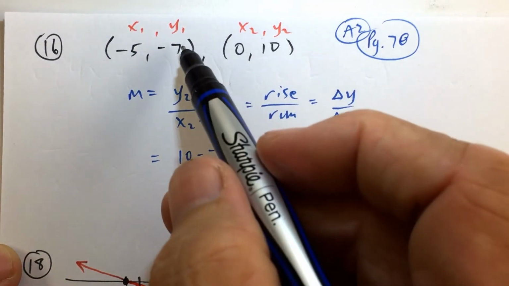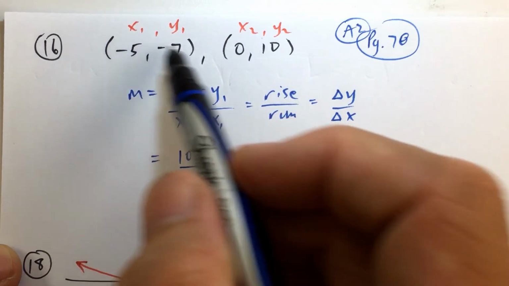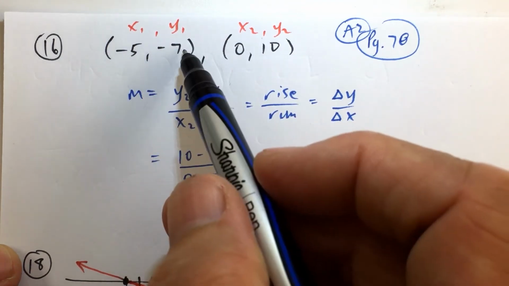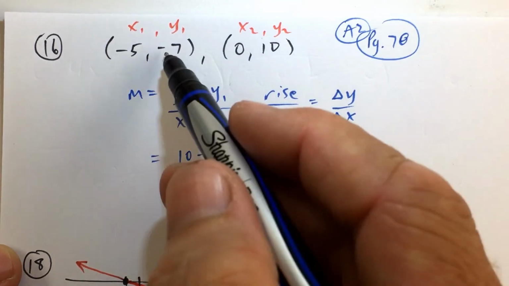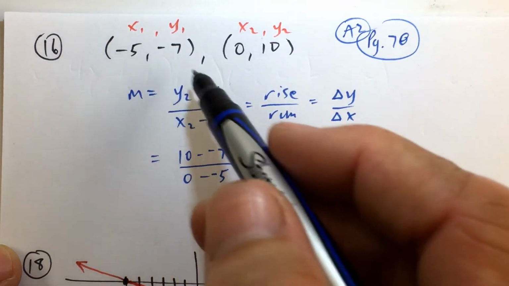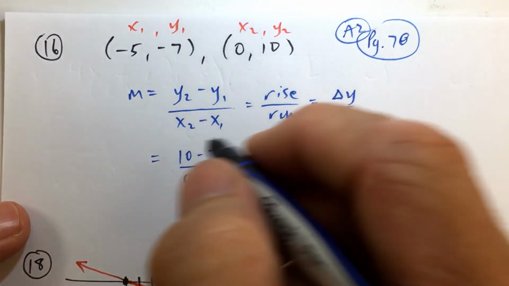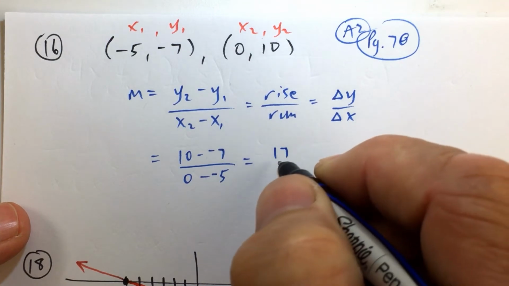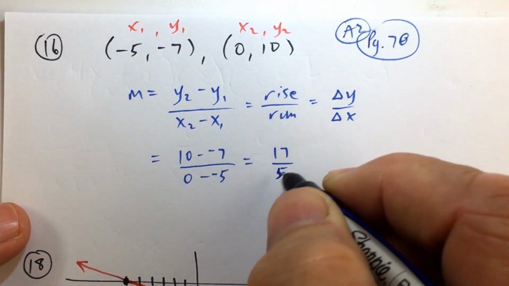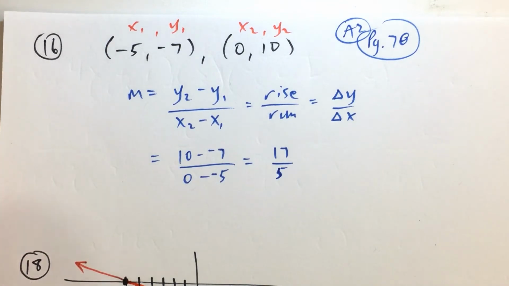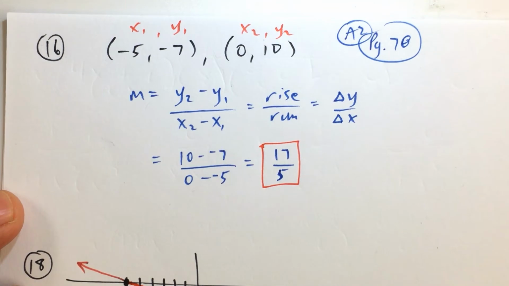Could we have started with the coordinates flip-flopped? In other words, instead of x1, y1 being this set of coordinates, could we have done x1, y1 over here and done that? Sure. We would have done negative 7 minus 10 over negative 5 minus 0. Either way, you should get 17. 10 minus negative 7 is 17. 0 minus negative 5 is 5. And that's it. So, finding the slope of a line through any 2 points, change in y over change in x.